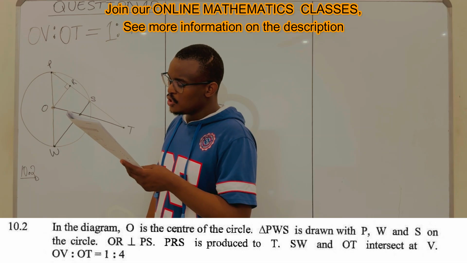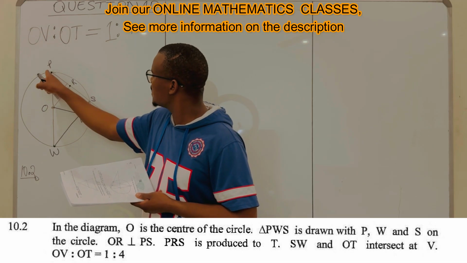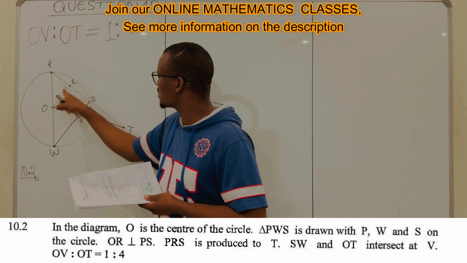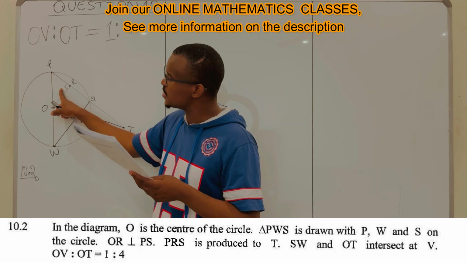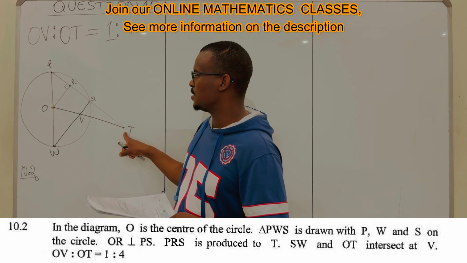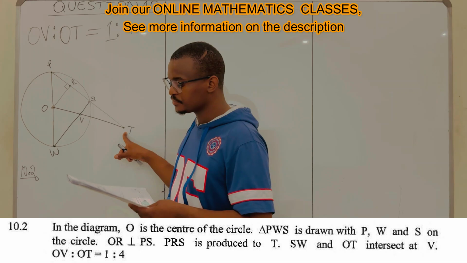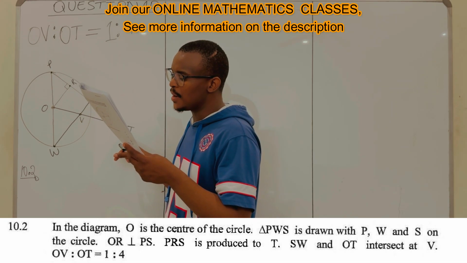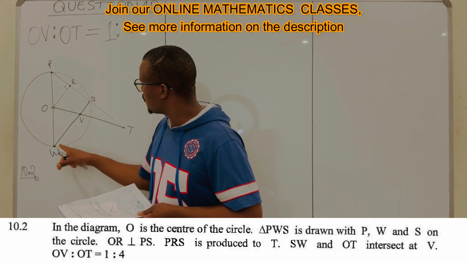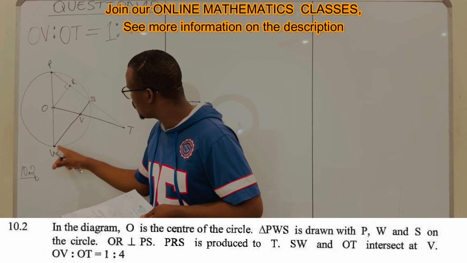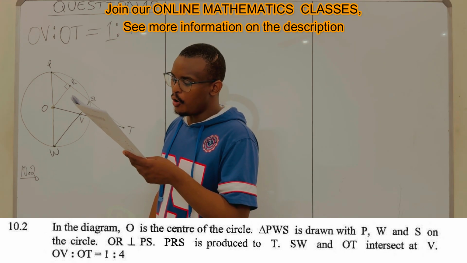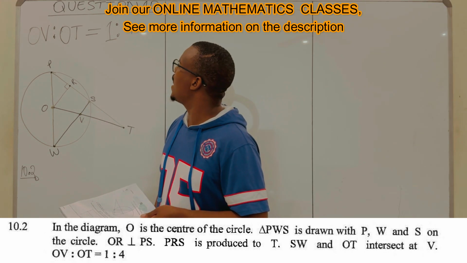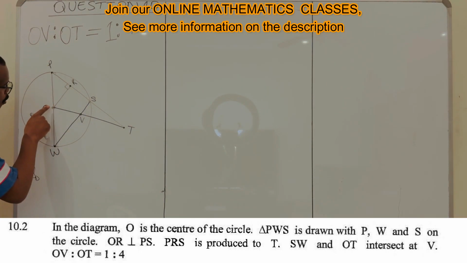They went on to say that your OR is perpendicular to PS. PS is this line here. You have your OR perpendicular to PS. There is your 90 degrees there. Fine. They went on to say that PRS is extended to T. So it is produced to T. Fine. They went on to say SW and OT intersect at V. So you have your SW and your OT. They're intersecting there at V. They're saying now the ratio of OV to OT is 1:4. So the ratio of OV to OT is equal to 1:4.